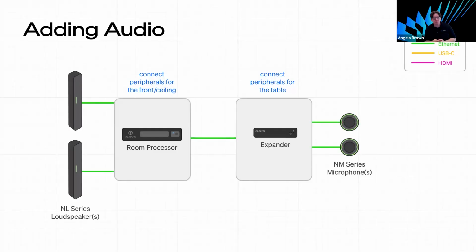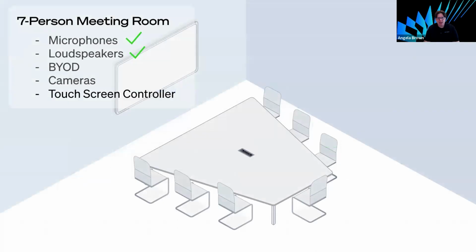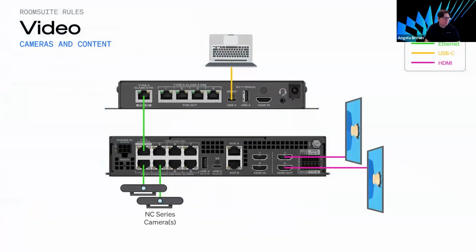So we've managed to do audio with all network cabling, which I think is pretty cool. And we still only have the 1 cable between the TV and the table. So we're doing all right here so far. So let's add BYOD and cameras to this. We need some video. What is that going to look like?